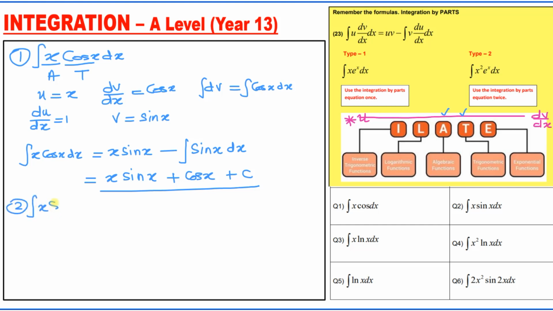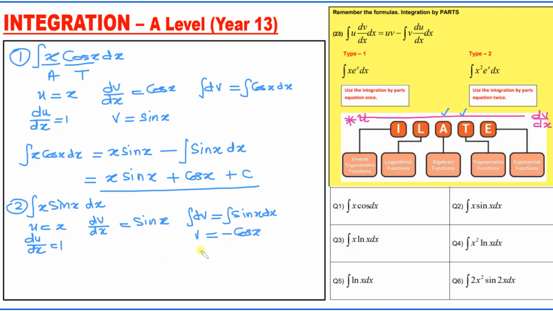Integrating x sin x dx, so algebra and trigonometry are involved, so u equals x, and dv over dx is equal to sin x. From that you can integrate dv, which is equal to integrating sin x dx, right? Now du over dx is equal to 1, and if you integrate, v equals integrating sin x, which is minus cos x, right?